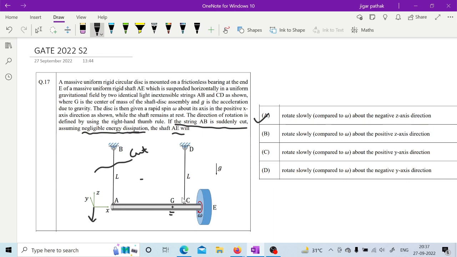But this is what we can say: this AE will rotate about the z axis. AE will not rotate about the y axis. What they have asked is what will happen to this shaft AE. Can you see this shaft AE is going to rotate about this z axis only? It is not going to rotate about this particular y axis.